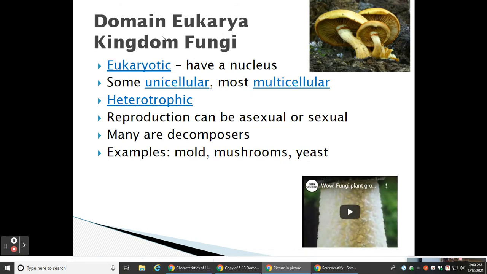Domain Eukarya, kingdom Fungi. These are eukaryotic cells. They have a nucleus. Some are unicellular, most multicellular, heterotrophic, where they obtain their energy through dead decaying organisms. These are not plants. They do have a cell wall, but they lack chloroplasts. So they cannot make their own food like plants. So they are in their own kingdom. So you have kingdom Plantae and kingdom Fungi. Some examples are mold, mushrooms, and yeasts, and you can play that video to see some different fungi growing.